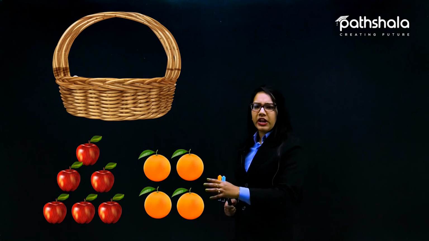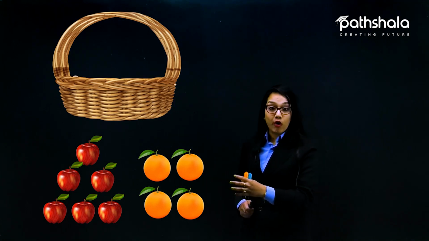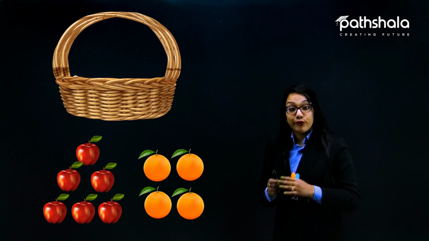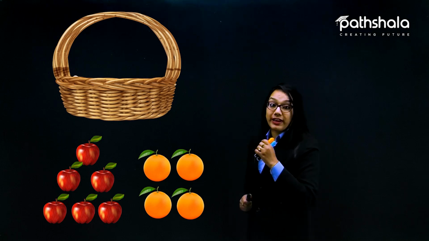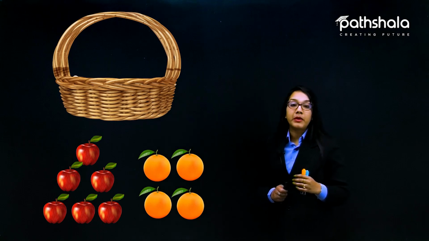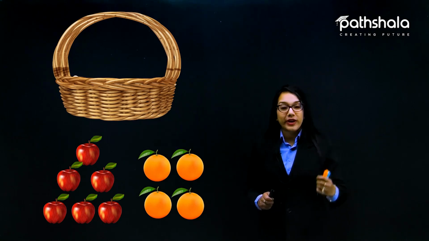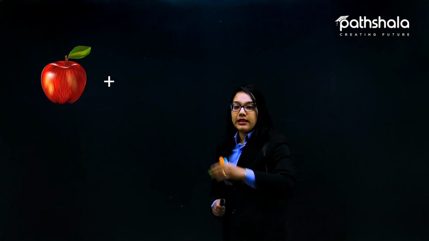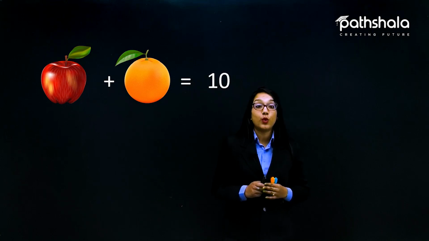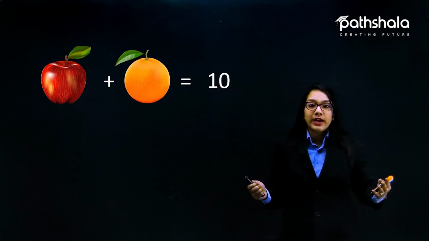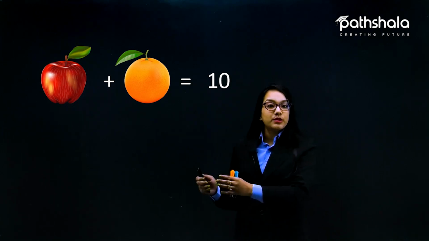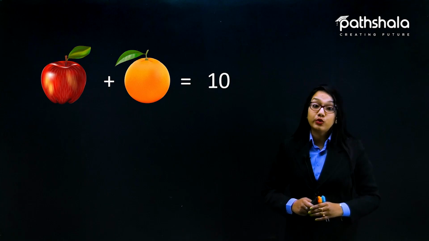As we can see, the number of apples and the number of oranges all together is 10. So there were 10 fruits in this bucket. Let us create a situation: the number of apples and the number of oranges all together is equal to 10. I can say this because the number of apples was 6 and the number of oranges was 4, so 6 plus 4 is equal to 10.